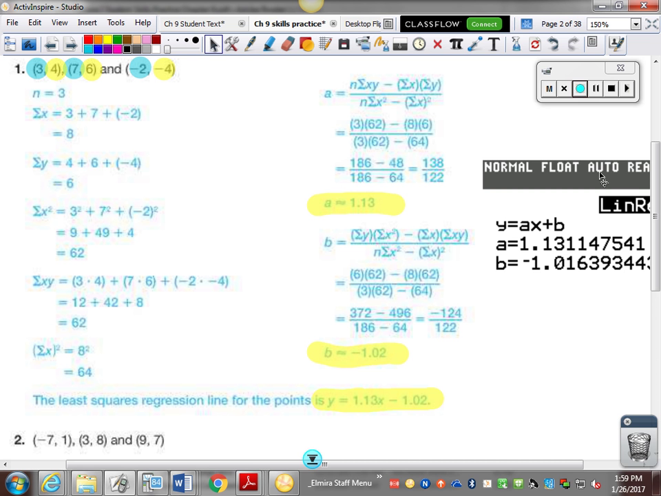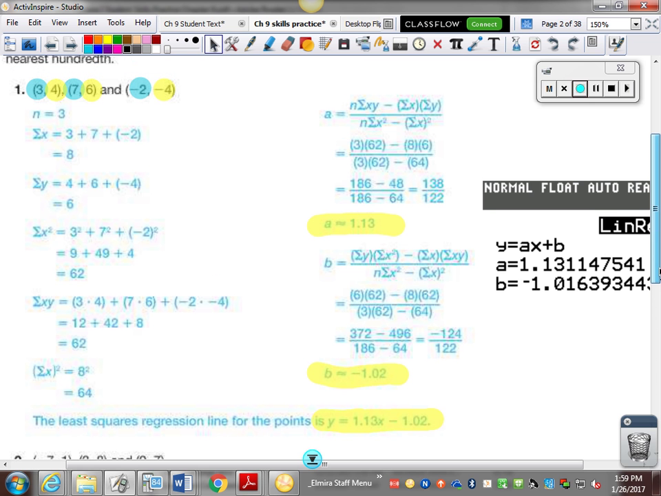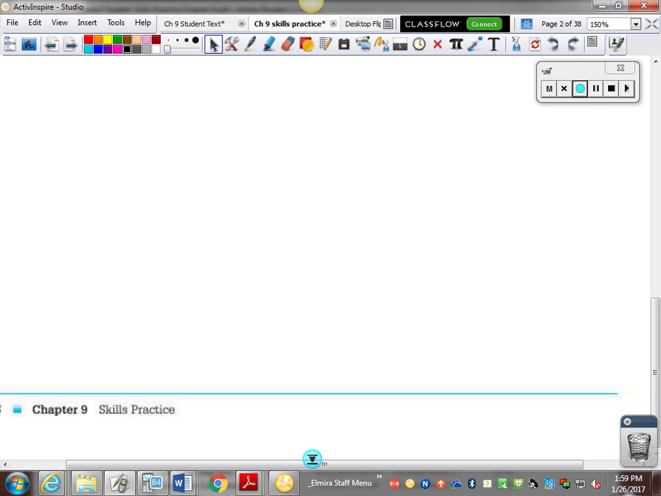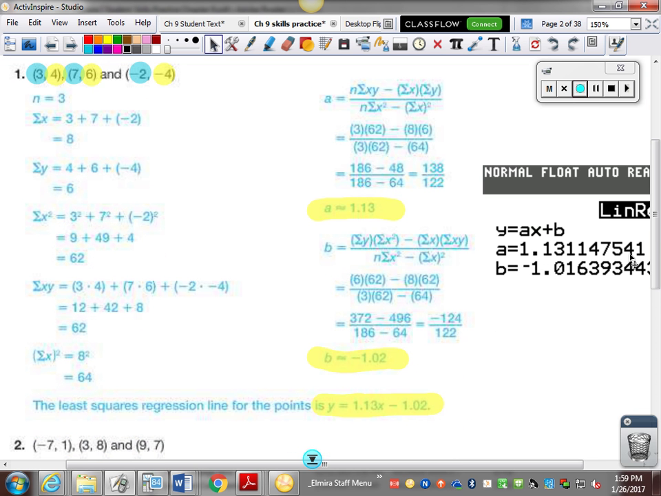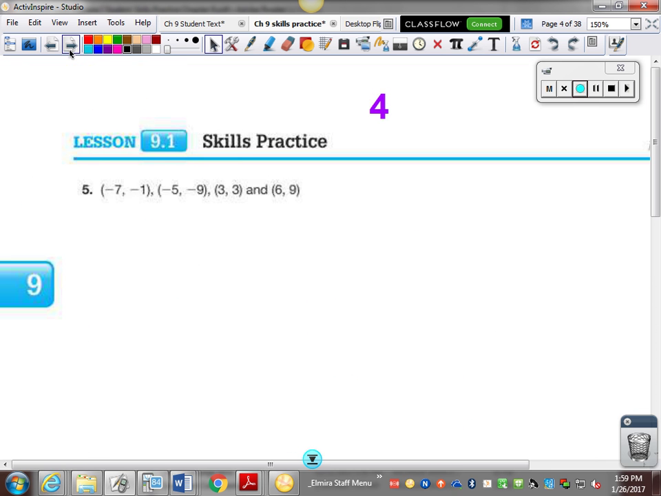What I do want you to do for your homework is write down the A, write down the B, and write your linear regression equation. That's all you need to do. You have a lot of space that you're not going to need for that. So that's your 1 through 6. You're doing that all on your calculator. You're not doing any of that by hand. No, no, no.